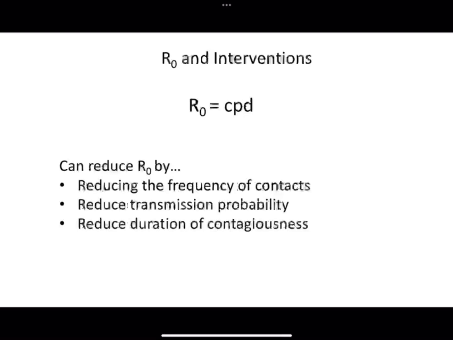So you can reduce the frequency of contacts. We did that with COVID by making people stay inside. You can reduce the transmission probability. We did that with COVID by making people wear masks. You can reduce the duration of contagiousness. I don't have a good COVID example for that, but if you treat people in such a way that they go through the course of disease, or at least the contagiousness part of the disease course, at a faster rate, you can probably reduce D.